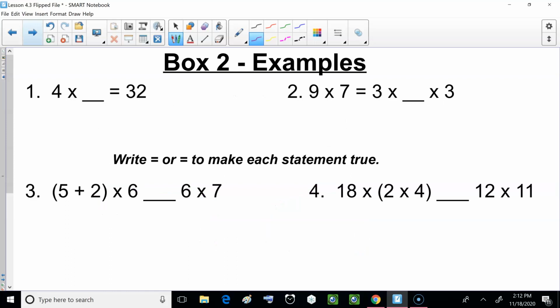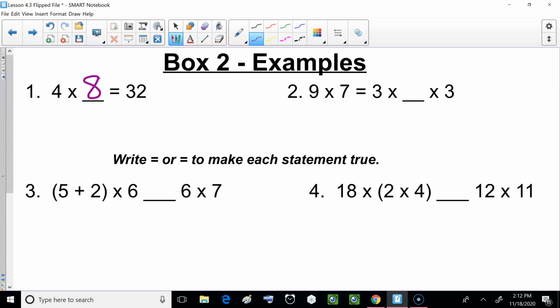Just like in the last lesson, in this lesson we're looking for missing information. So 4 times something equals 32. Hopefully you can beat me to that since we practiced that. 4 times something would be 8. So 4 times 8 equals 32.